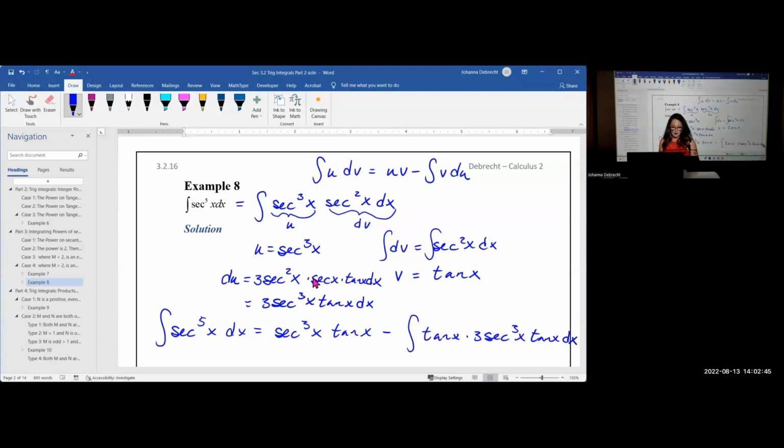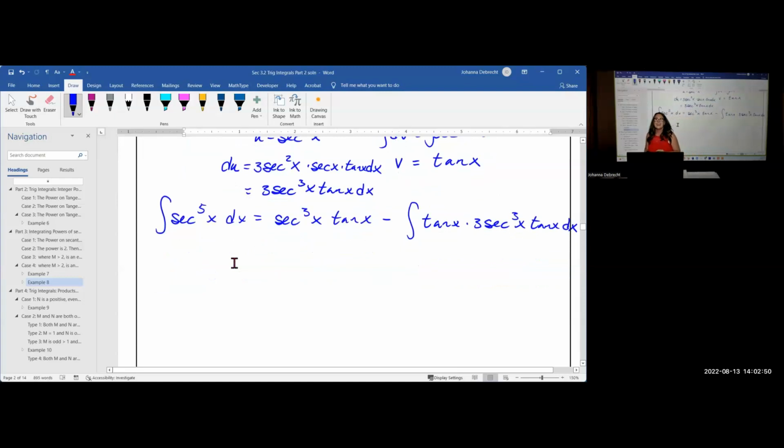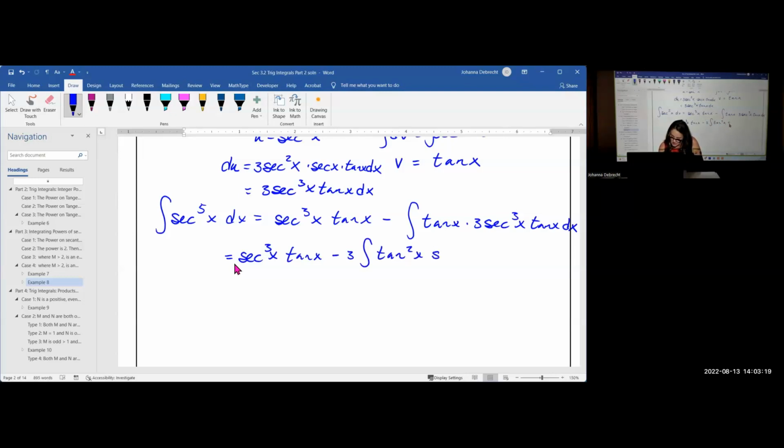dx. Now you may look at that and go, oh, that looks awful. Yeah, it does. I didn't say these would be fun. These are complicated. They're hard, all right? Trig integration is not a simple thing. So the first thing we want to do here is probably clean it up a little bit and rewrite it in terms of what the new one is going to be. So now we've got secant cubed of x, tangent of x, minus 3, the integral of tangent squared of x, times secant cubed of x dx.